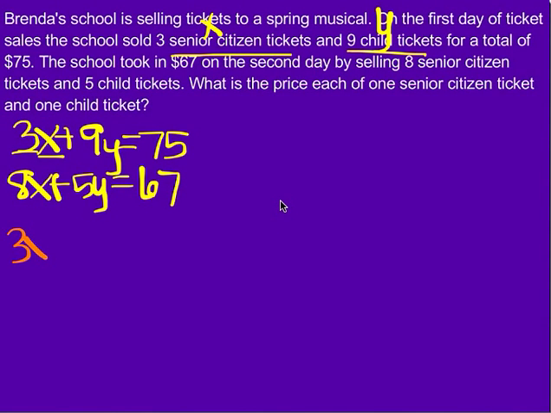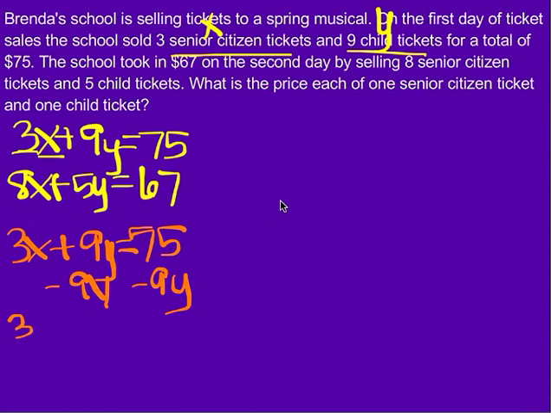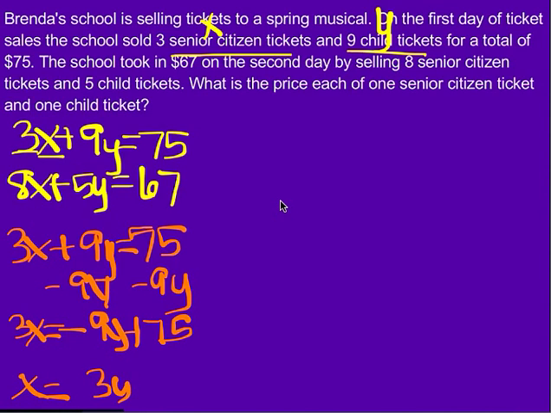So you would have 3x. I noticed that 3x and 9y and 75 are all divisible by 3. So I'm going to solve this for x. So I'm going to get that 9y over to the other side. So then I get 3x is equal to negative 9y plus 75. So then I'm going to end up dividing both sides by 3. And when I do that, I get negative 3y plus 25. Okay, so now I know that x is equal to that.